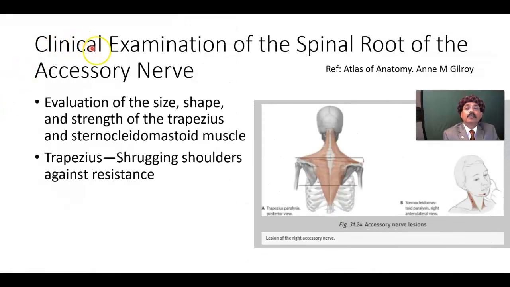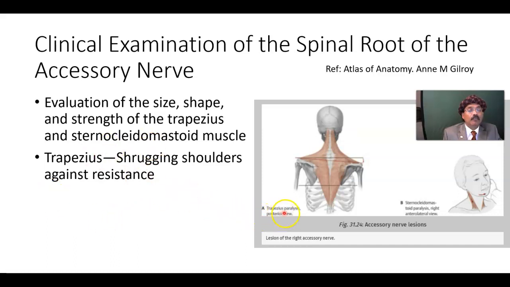Clinically, in the examination of the spinal root of the accessory nerve, we evaluate the size, shape, and strength of the trapezius. We can hold the person's shoulders with two hands and tell the patient to shrug, and we may assess the size, shape, and strength of the trapezius. Also we can resist and tell the patient to move the neck against the resistance. The head moves contralateral to the side of the muscle. So we can easily assess the sternocleidomastoid muscle and also the trapezius.